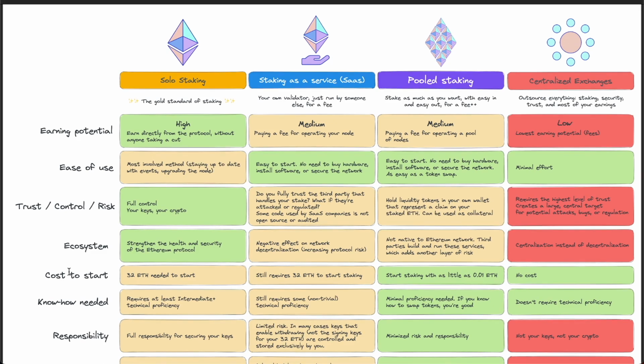What's the cost to start staking with each of the options? The first two options, solo staking and staking as a service, are the most expensive because you need to have 32 ETH to start staking, which is a non-trivial amount. With pooled staking or centralized exchanges, you can start with as little as 0.01 ETH and go as high as you want. What's the level of know-how, the level of technical proficiency needed for each option?